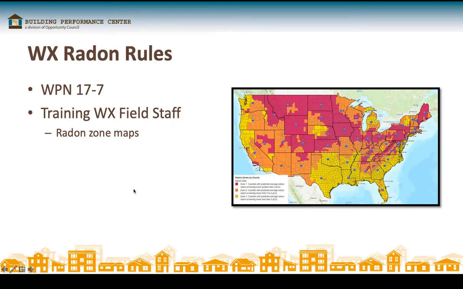We also are required to train weatherization field staff. We're doing it today, right now. What about radon zone maps? We need to train you how to find the zone that the county you're working in is in. Is it a zone that has higher radon, is it orange or red? And if it's orange or red, then you need to do the precautionary measures. So field staff need to be able to recognize whether the house is located in zone 1 or 2, red or orange.